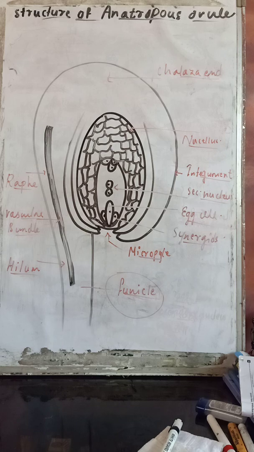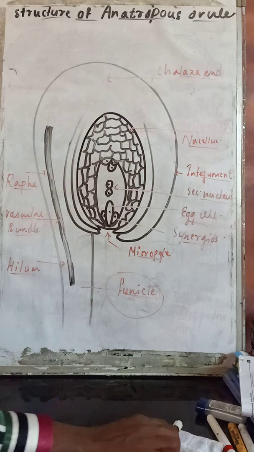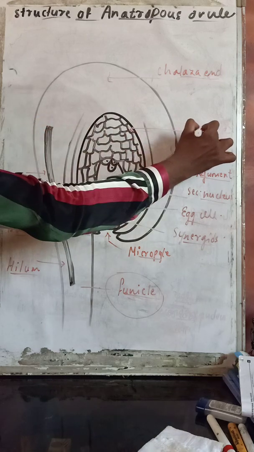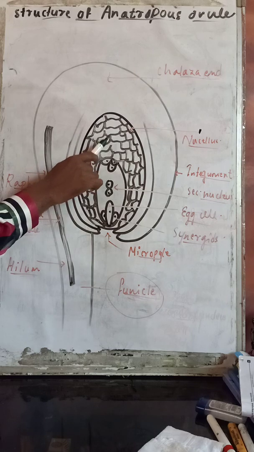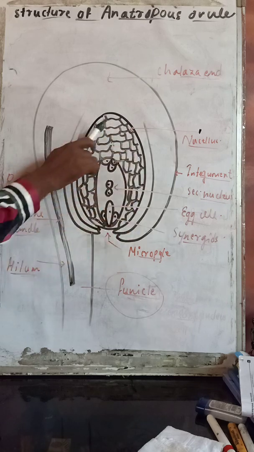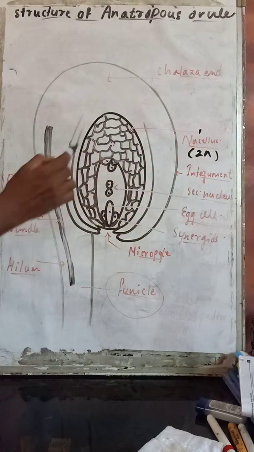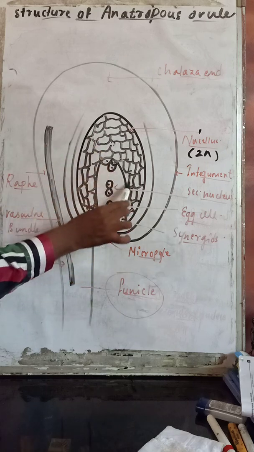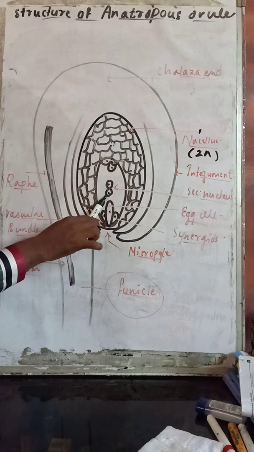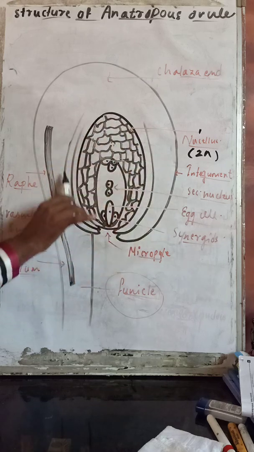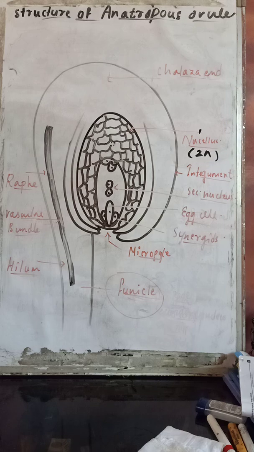Coming to the second part, the body of the ovule, it is made up of the following important parts. The first part is the nucellus. The nucellus is a major central part of the ovule, generally made up of diploid parenchymatous cells. The nucellus contains the female gametophyte or the embryo sac, which is enclosed in the nucellus. The function of the nucellus is that it provides nourishment to the developing embryo sac. That's why the nucellus is nutritive in function.